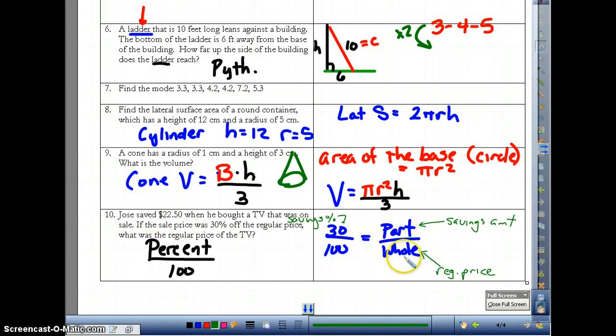If I'm doing part over whole, is $22.50 the whole price of the TV? No, that's his savings amount. So if 30% is your savings percent, then your part has to be your savings amount. So $22.50 goes up here. You're solving for the whole down here.